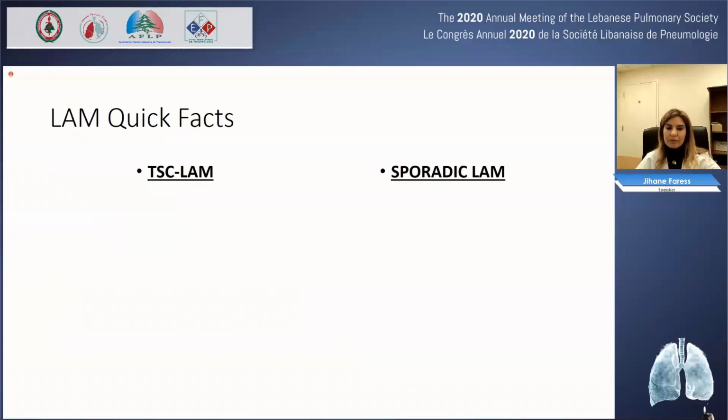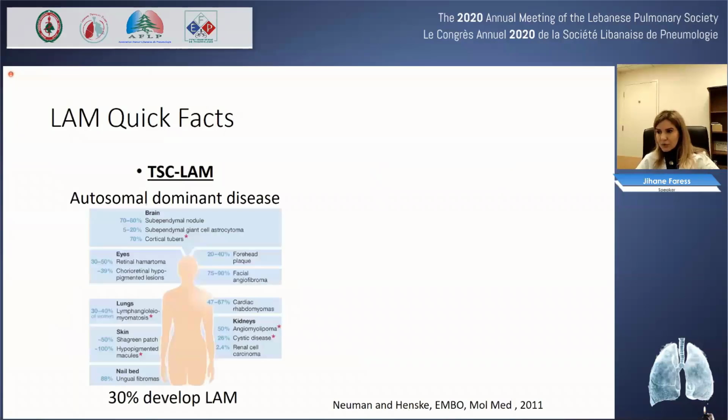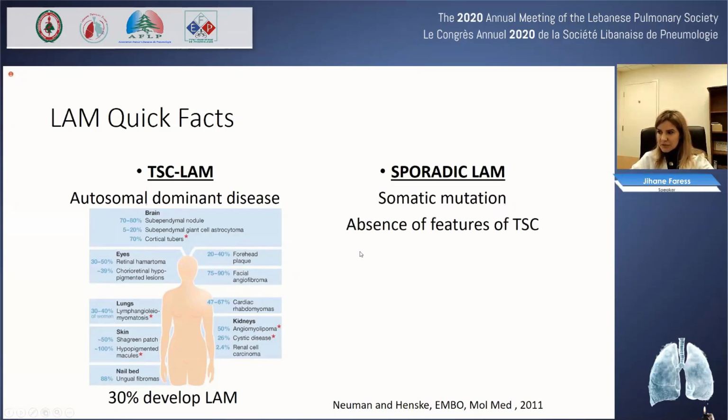And there are two big forms of LAM. There is the LAM that's associated with TSC and the sporadic form. So when we think about the LAM that's associated with TSC, there will be other, obviously, manifestations. It involves problems with the brain, the eyes, the skin, facial angiofibroma, and kidney problems, and TSC is an autosomal dominant disease, and 30% of the patients with TSC will go on to develop LAM. Sporadic LAM is obviously due to a somatic mutation and it lacks all the features of the tuberous sclerosis complex.